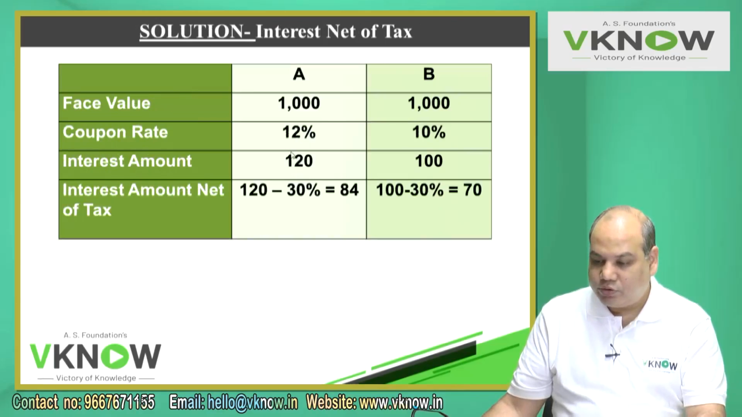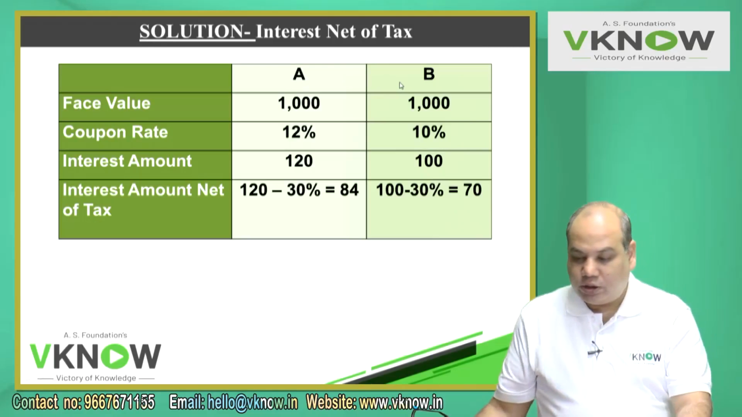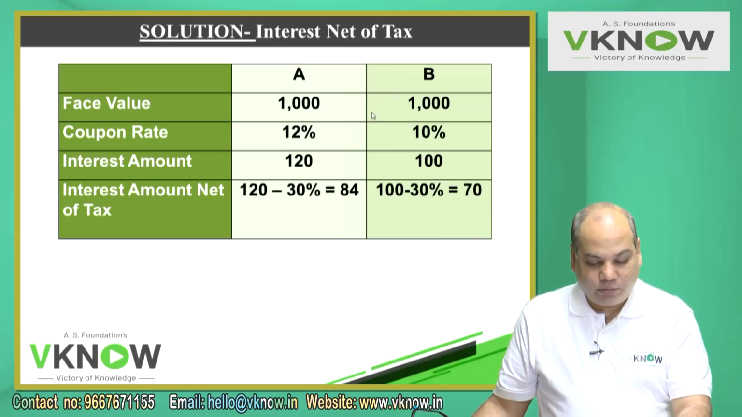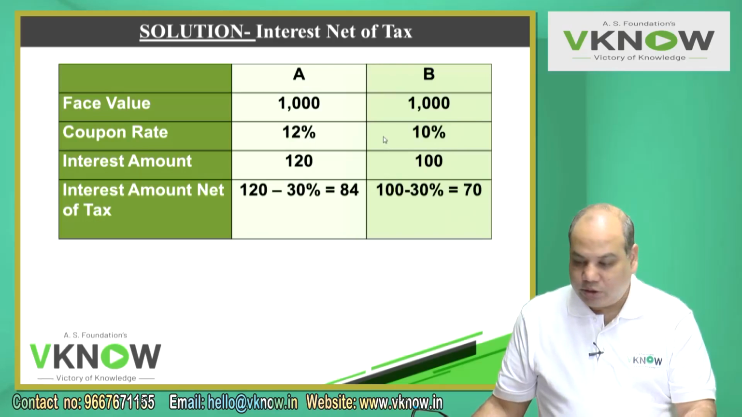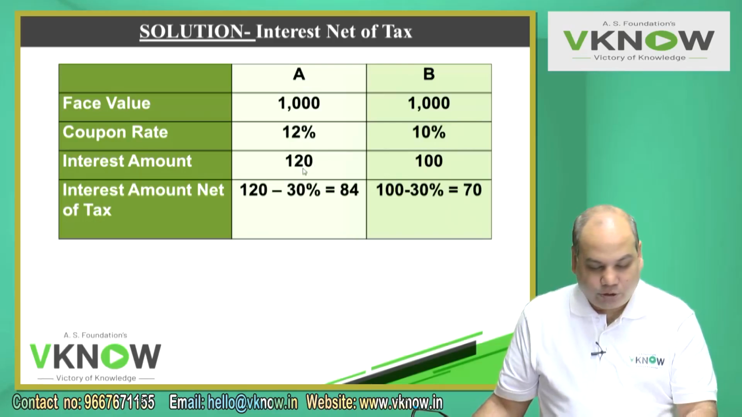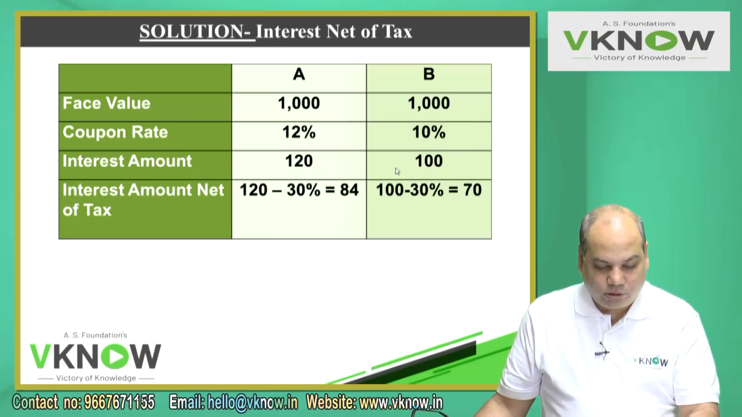Now we will write down step number 2, interest net of tax. Right hand side 2 columns again, bond A, bond B. Under bond A, write down face value 1000 rupees, 1000 rupees. Coupon rate, write down 12% and 10%. Interest amount will be 120 and 100. Ready? 120 and 100. So what will be interest net of tax?